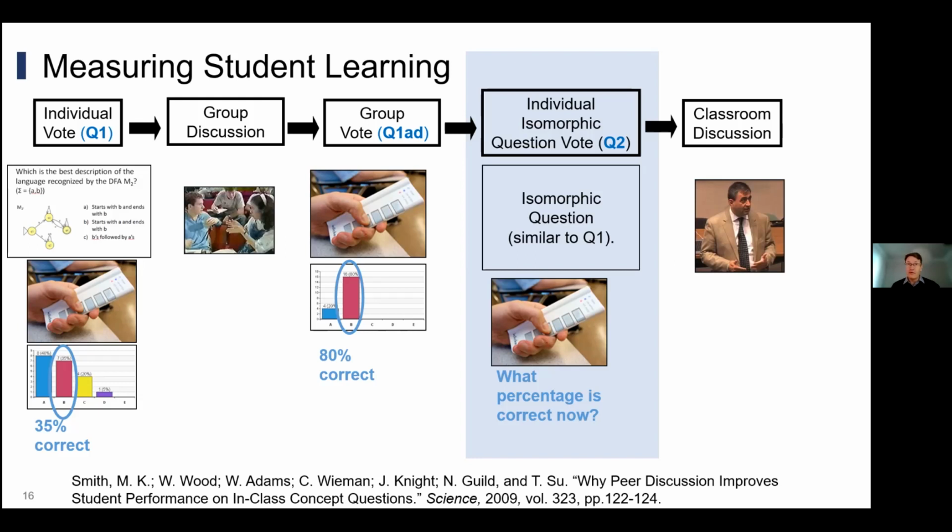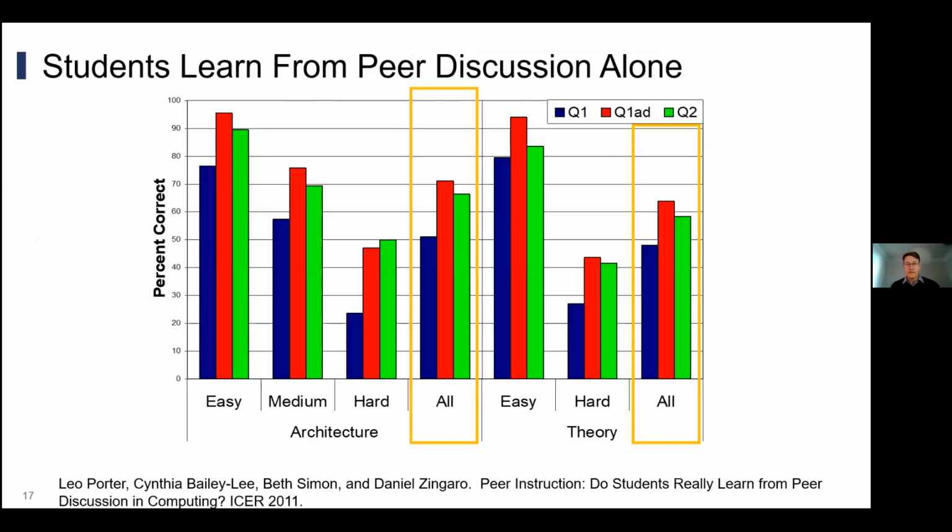If it's back down to 35%, then the group discussion didn't do anything, right? If it's 80%, all the students who learned from the peer discussion are now being able to apply that knowledge to an isomorphic question. And here are the results from these 2 classes. This is a computer architecture class and a computer theory class. There are 3 bars here.